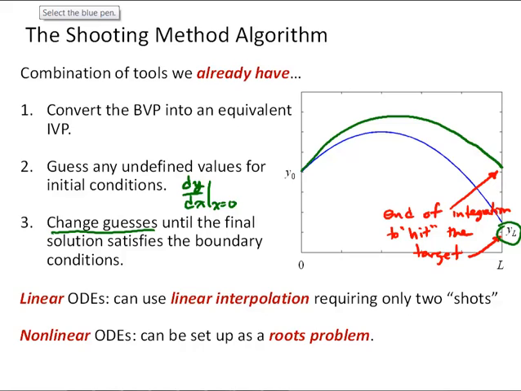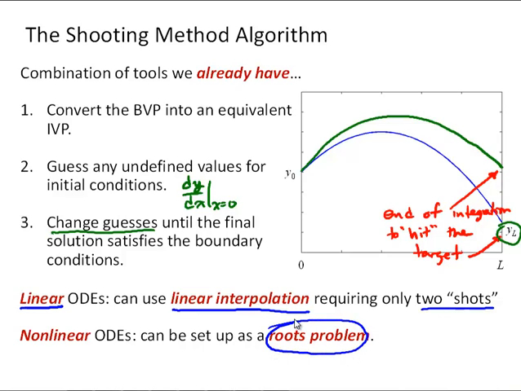In the previous video, we saw that for a linear differential equation, we only need 2 shots, and then we can use linear interpolation to find the initial guess that hits the target. For a nonlinear differential equation, we're going to have to set this up as a roots problem because linear interpolation does not get us to the correct guess. So let's look at how we do that.